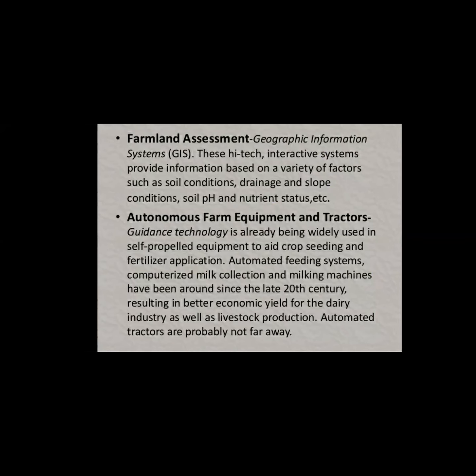That will give you an idea of what you can plant in a particular area. What is the condition of the soil? What is the slope condition, the drainage condition, the soil pH, if the soil is acidic or basic? We have to know the nutrient status of that soil, and the water retaining capacity of that soil. So we use the geographic information system, GIS, to monitor that.